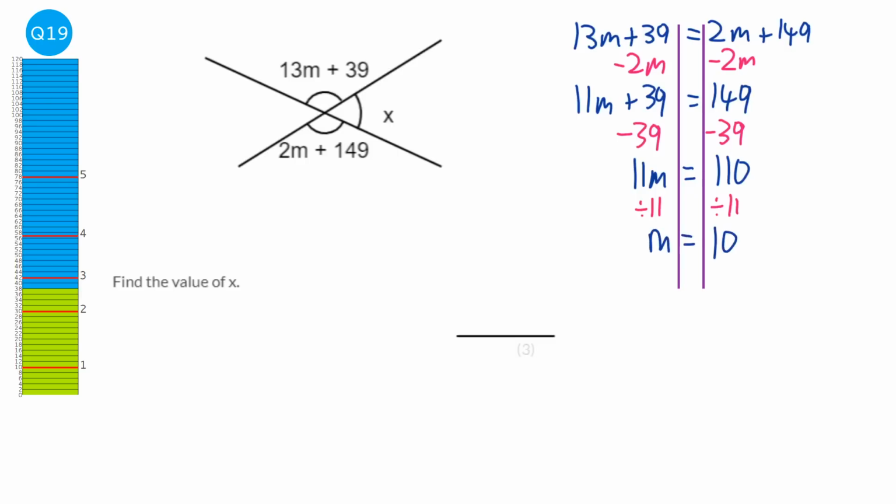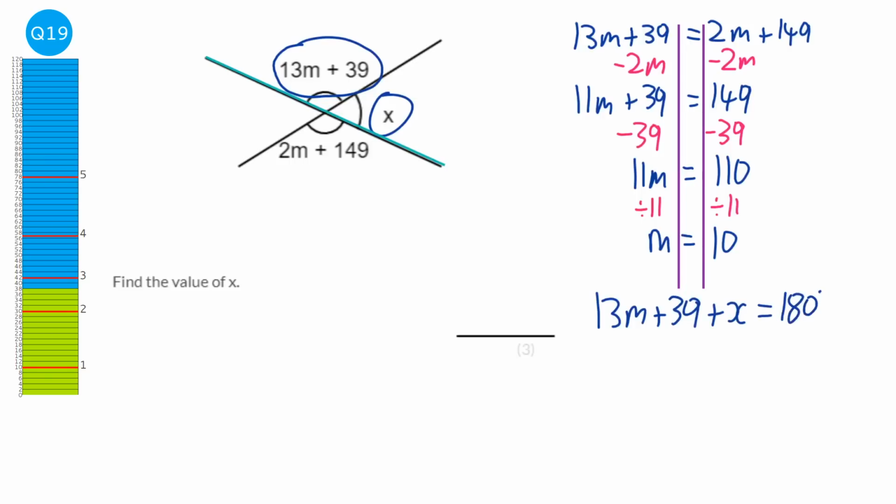So we know if m equals 10, we can then work out x. And the way we can do that is the fact that this one and this one are both on a straight line, so they are both on this straight line here. So we know that they've got to add up to 180. So let's write that down: 13m plus 39 plus x is equal to 180 degrees. I don't normally put the degrees in for the working out, I always put that in for the answer.